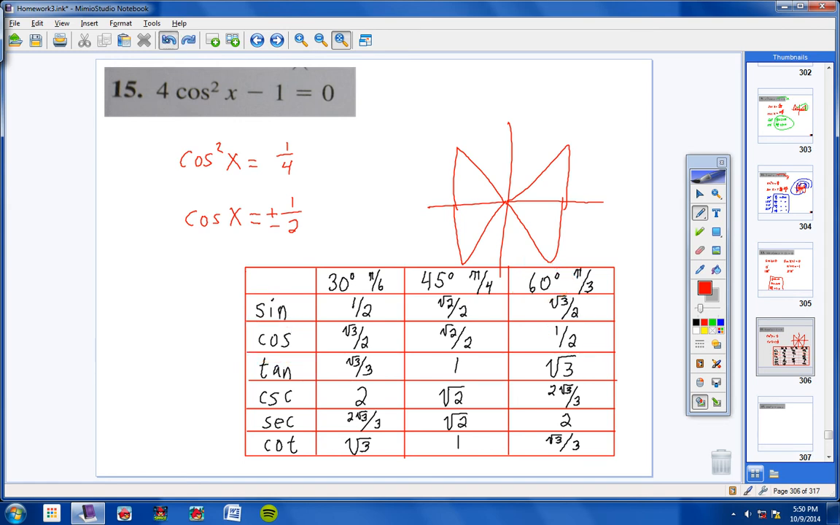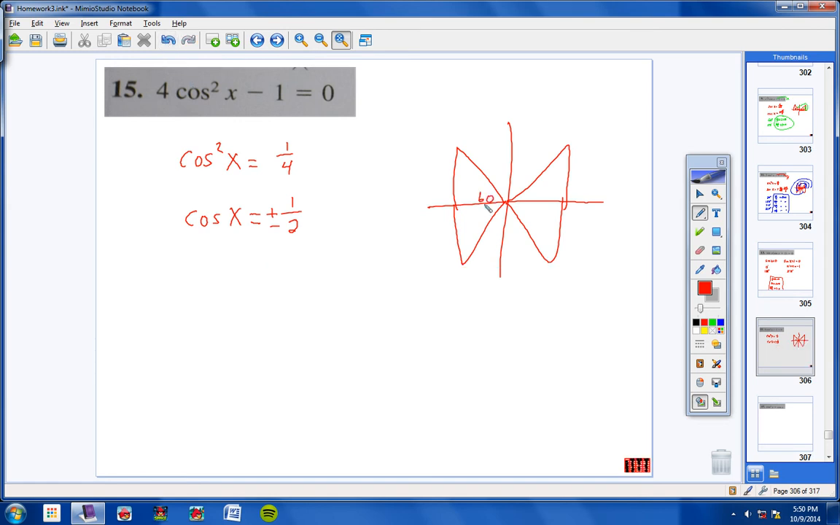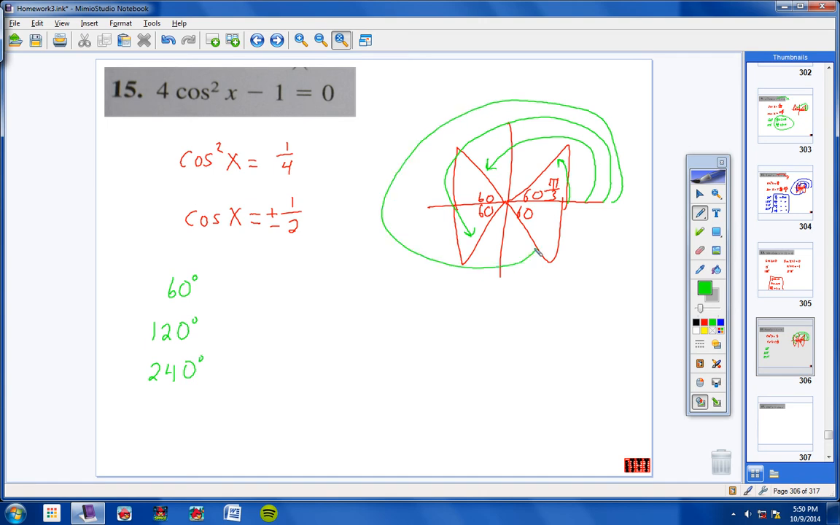Okay, so we'll put a 60 here, a 60 here, a 60 here, a 60 here. If you want to put pi over 3 instead, you're welcome to do that. And here we go. We'll start here and go here. It's 60 degrees. Then we'll start here and go here, and that's 120 degrees. And then we'll start here and go 180 plus 60 more would be 240 degrees. And then we'll start here and we're 60 short of 360, so we'll go 300 degrees. So 300, and there's our 4 answers.